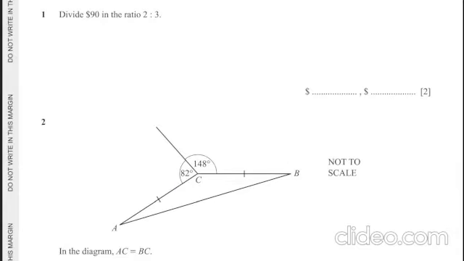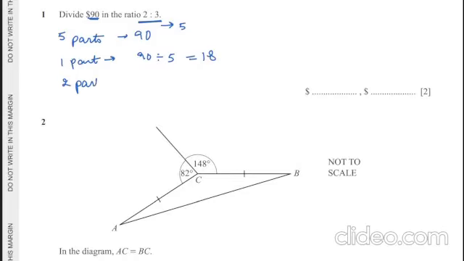Divide $90 in ratio 2 ratio 3. So this is the sum of money and we have to divide it into 2 ratio 3. So sum of the ratio is 5, so that means 5 parts of the ratio is equal to $90. So what will be one part of the ratio? For that we will divide 90 by 5, which is 18. So using that, 2 part of the ratio will be 36 and 3 part of the ratio will be 54. So 2 ratio 3, this will be $36 and $54.